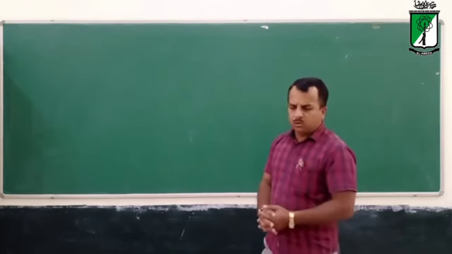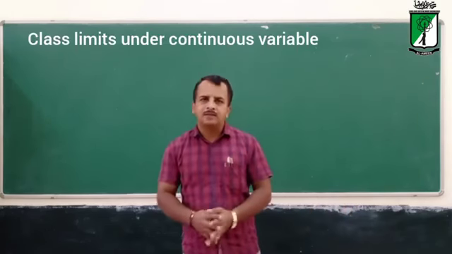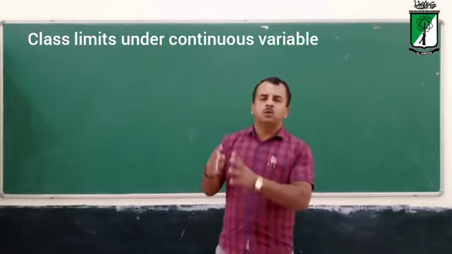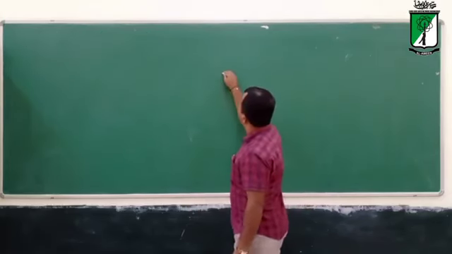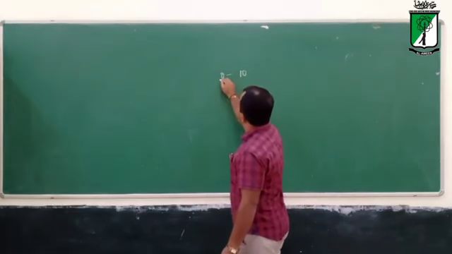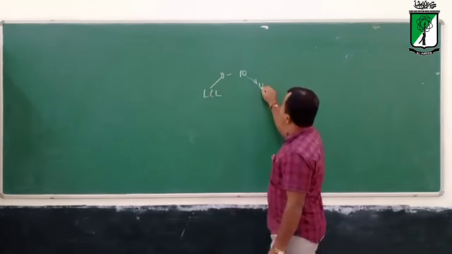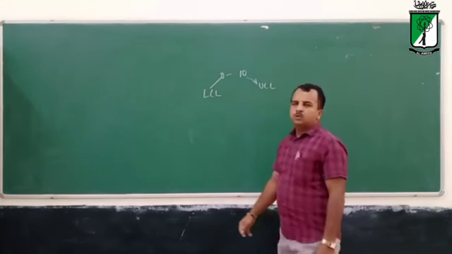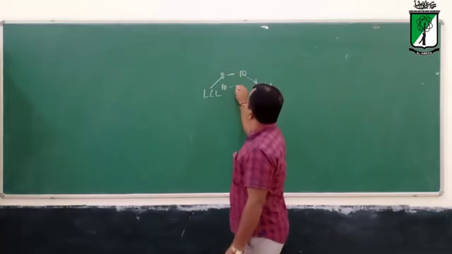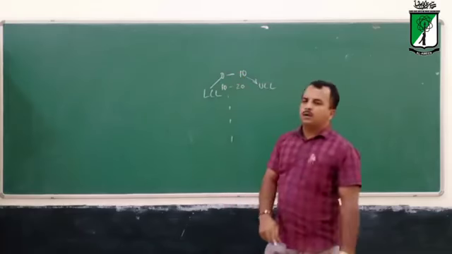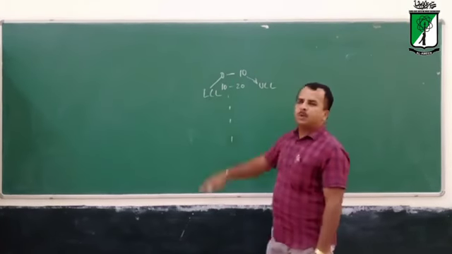And also I explained about class limits, upper class limit and lower class limit. If there is a class 0 to 10, this is called the lower class limit, and this one is the upper class limit. So this is a class 0 to 10, 10 to 20, likewise. In that, which is the lower class limit and which is the upper class limit.